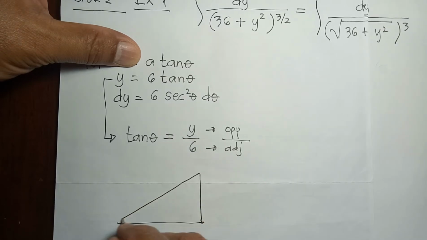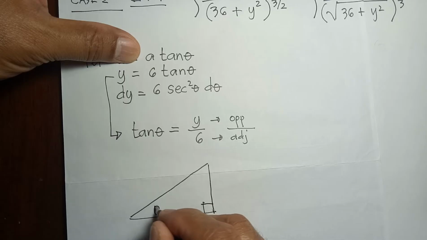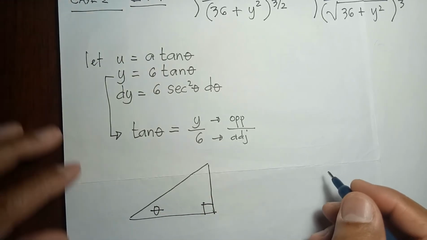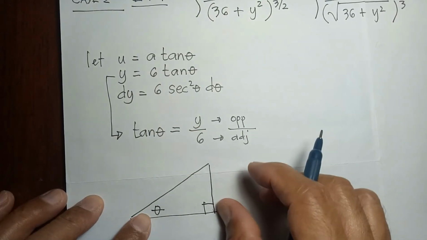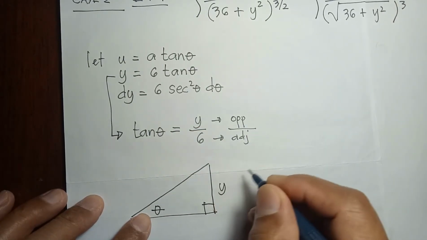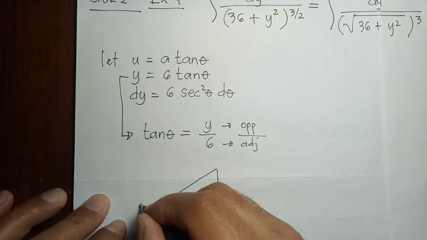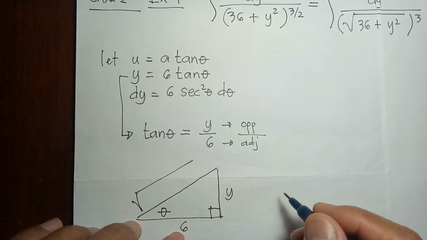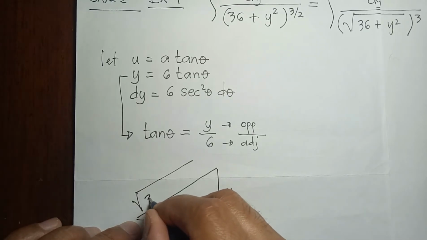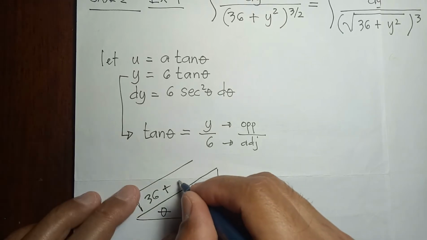Okay? So, this is the right angle. This is the angle theta. So, the opposite side with respect to angle theta is y. And then, the adjacent side is 6. And then by Pythagorean theorem, the hypotenuse equals the square root of 6 squared, so that's 36, plus the square of y, so that's y squared.